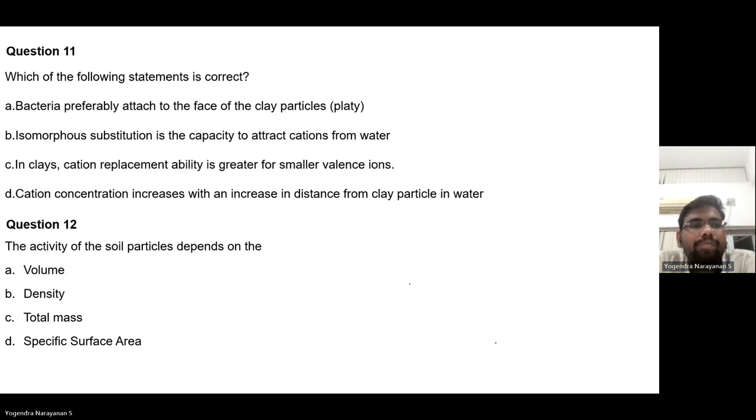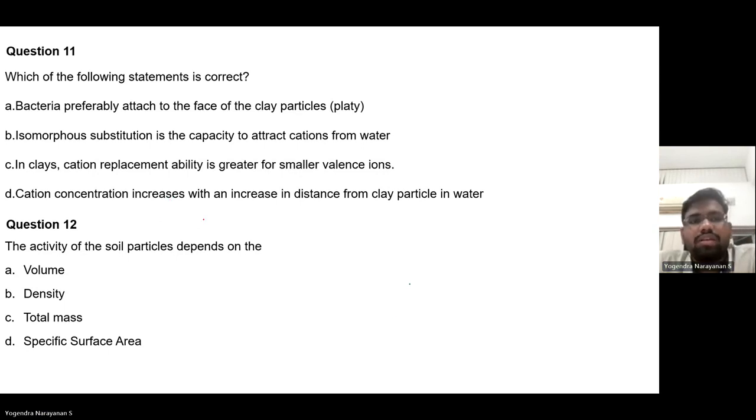Option C, in clays, cation replacement ability is greater for smaller valence ions. Option D, cation concentration increases with an increase in distance from clay particle in water.